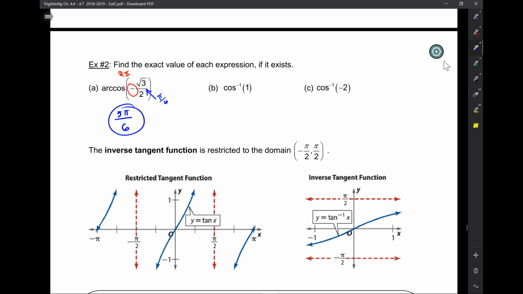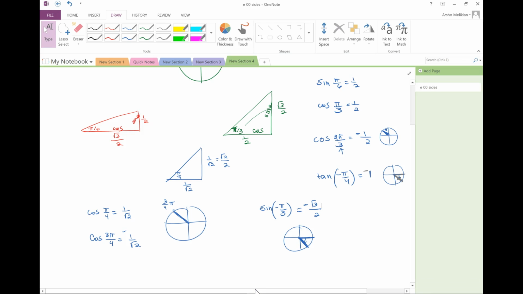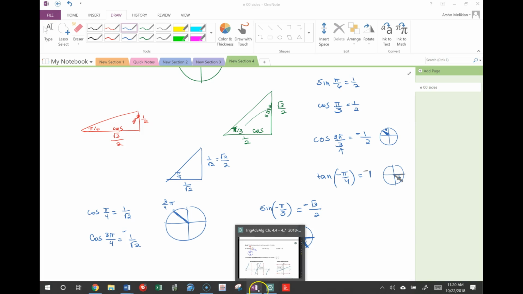No, because the cosine is different. Cosine's a bit of a rebel. So if you go to the triangles, we want cosine to be root 3 over 2. Cosine is root 3 over 2 for the pi over 6. So we need those triangles with us.